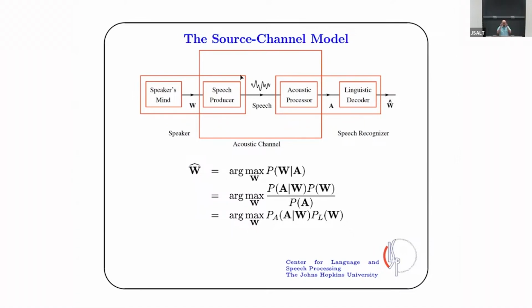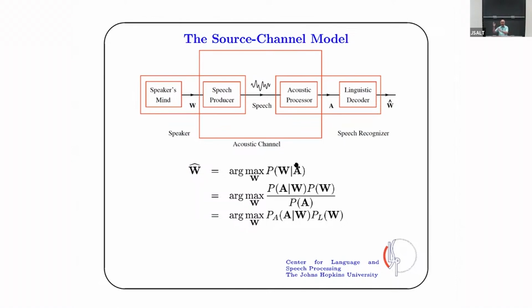So they said, let's formulate it this way. My linguistic decoder needs to try and estimate what the input W was. So its output, W hat, is going to be the W that maximizes the posterior probability of W given A. So this notation hopefully is simple to everyone. P is a probabilistic model. W given A is a conditional probability of the word sequence W, boldface W being a sequence, given the vector sequence A.